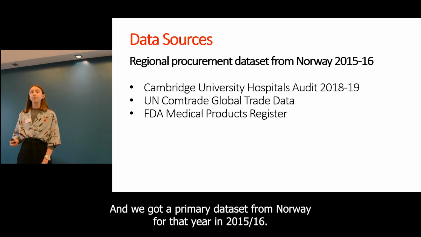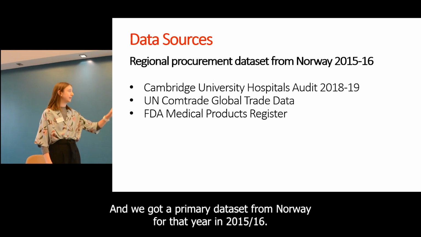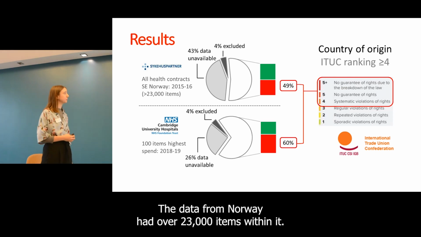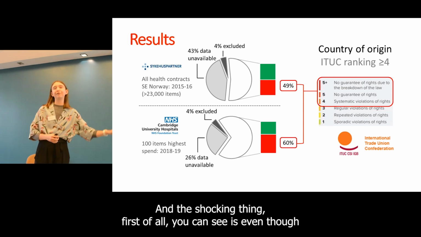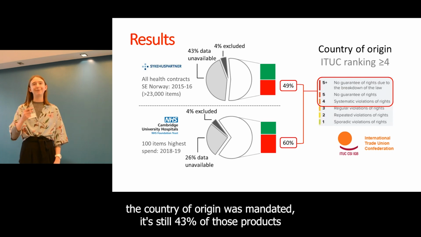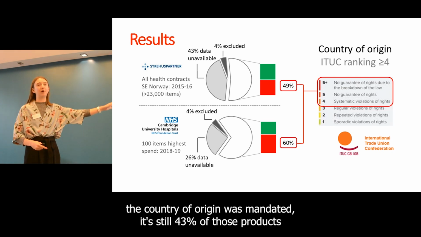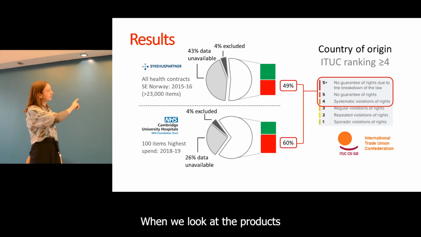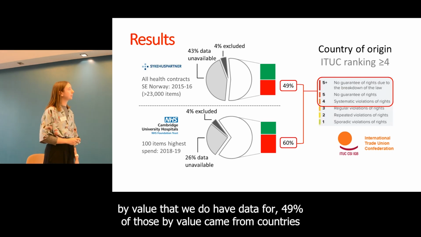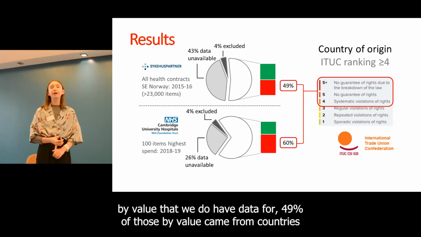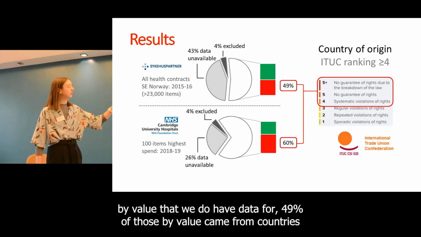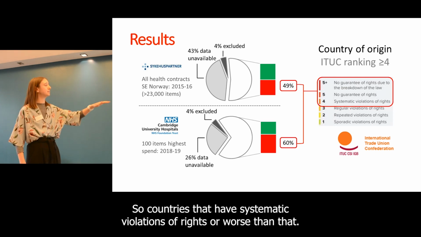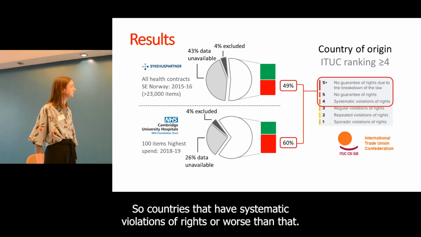And we got a primary data set from Norway for that year in 2015-2016. The data from Norway had over 23,000 items within it. And the shocking thing, first of all, you can see is even though the country of origin was mandated, still 43% of those products by value did not have any information on country of origin. When we look at the products by value that we do have data for, 49% of those by value came from countries that we would consider to be the highest risk of labour rights abuses, so countries that have systematic violations of rights or worse than that.